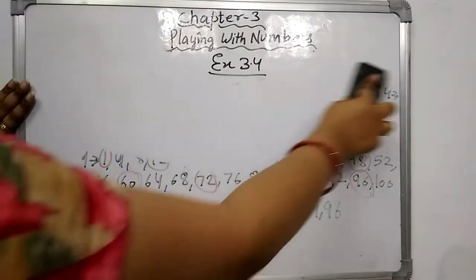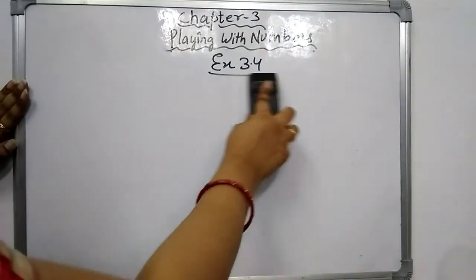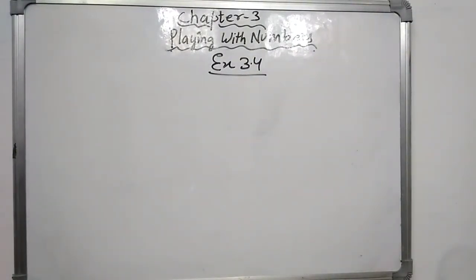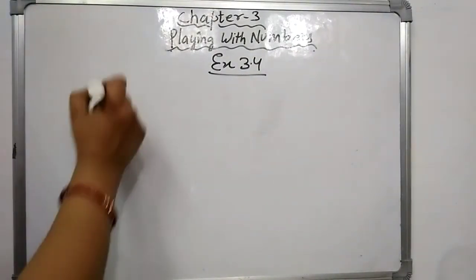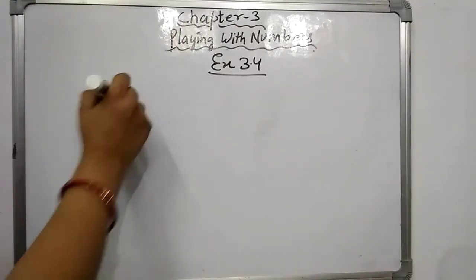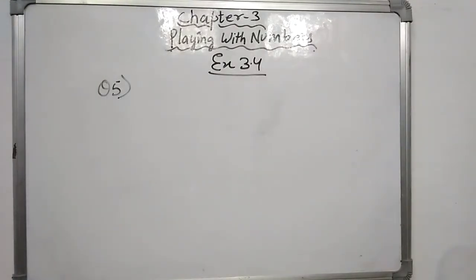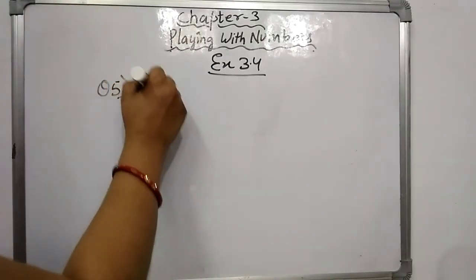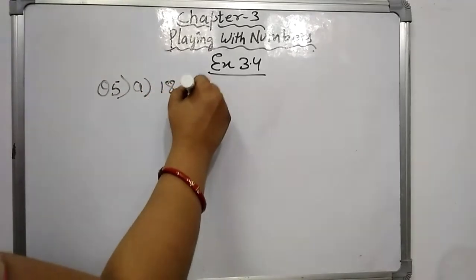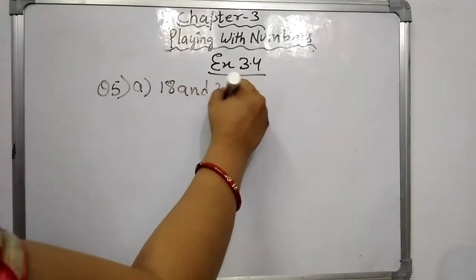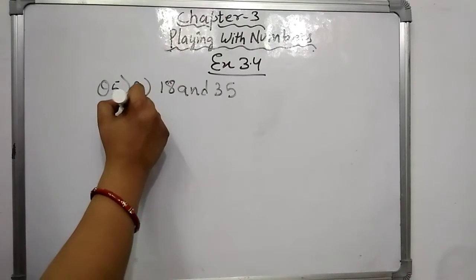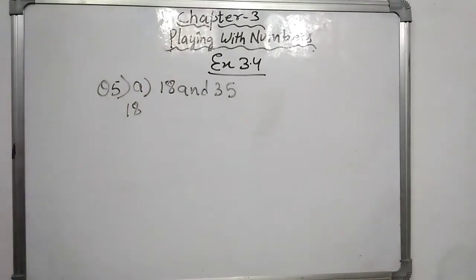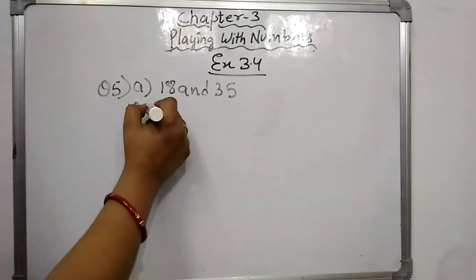Question number 5. Which of the following numbers are co-prime? Let's take 18 and 35. We need to find out whether these are co-prime or not. So for finding them as co-prime, we need to find their factors. So firstly, write down factors of 18.